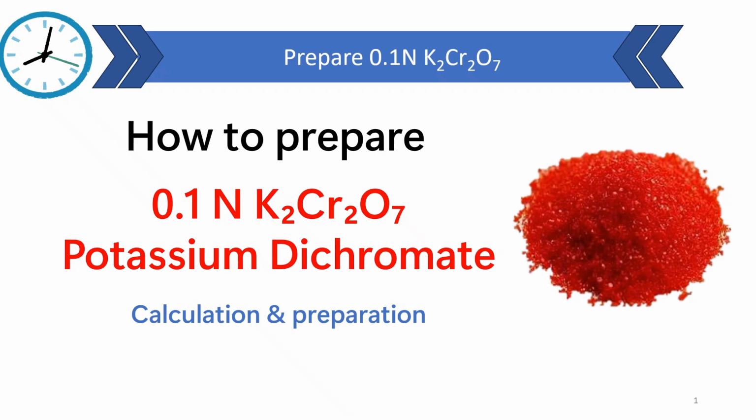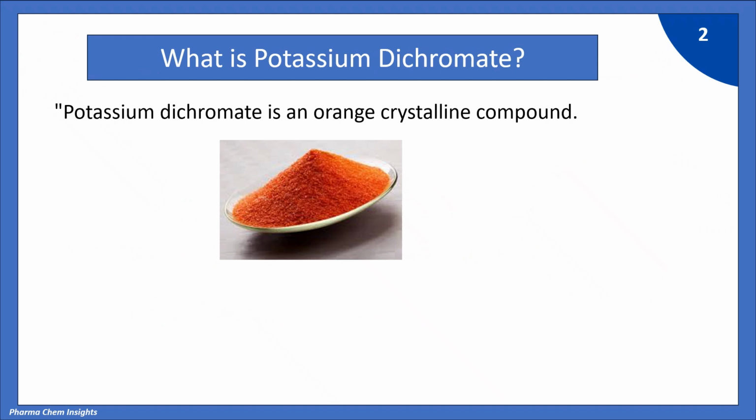Today we will learn how to prepare a 0.1 normal potassium dichromate solution, a primary standard solution which is widely used in titration of reducing agents. So let's get started. What is potassium dichromate?